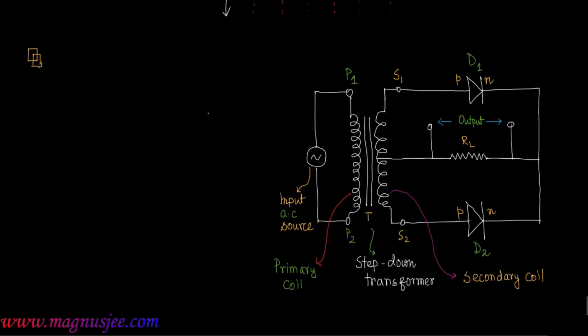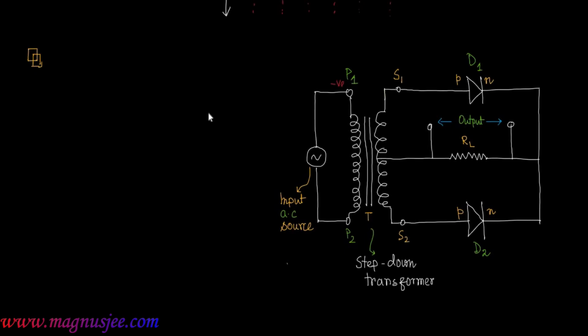At a certain moment, P1 has the negative terminal, the negative voltage, and by induction S1 will have positive voltage. P2 of the primary coil will have the positive potential, and S2 will have the negative terminal by induction. In the same diagram, you can denote the negative and positive terminals of the primary coil.